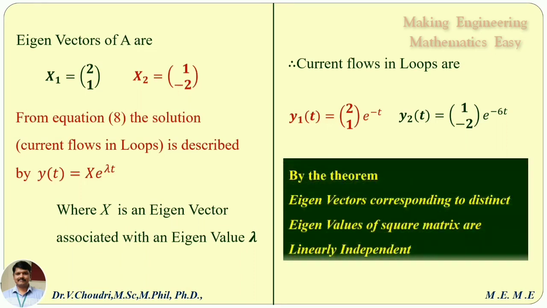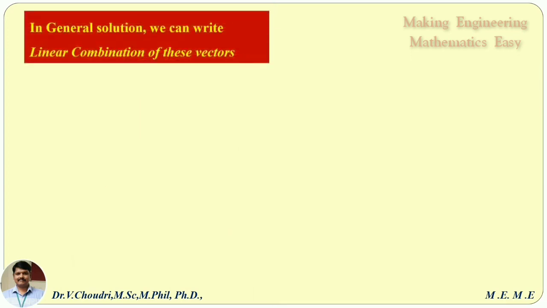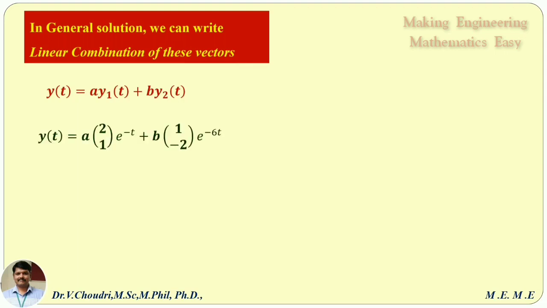By the theorem, eigenvectors corresponding to distinct eigenvalues of a square matrix are linearly independent. Using the above theorem, we can write the general solution as a linear combination of these vectors. That is, y of t equal to a into y1 of t plus b into y2 of t. Therefore, y of t equal to a into (2, 1) e power minus t plus b into (1, minus 2) e power minus 6t, where a and b are arbitrary constants.